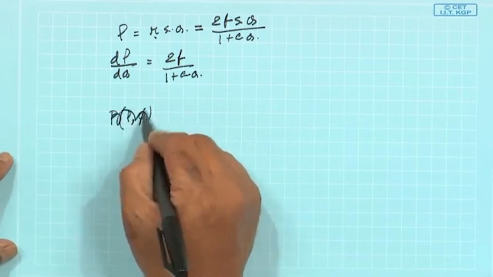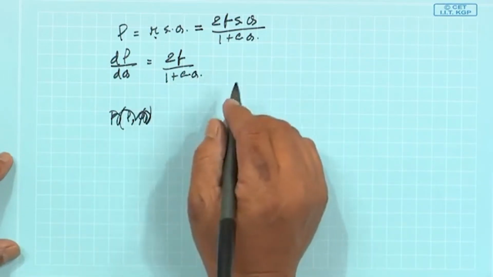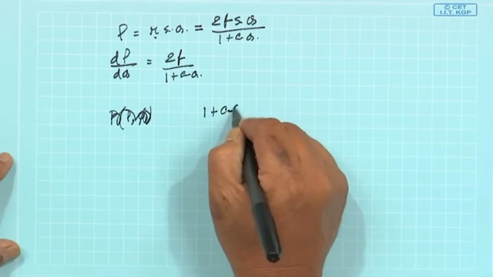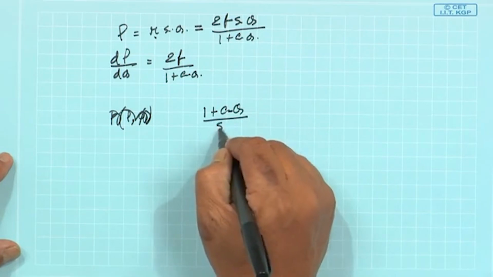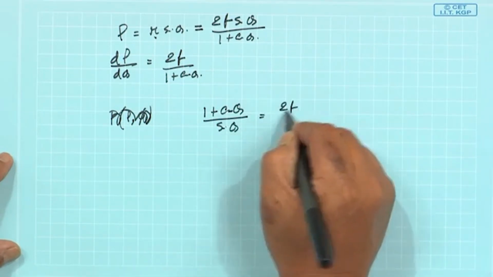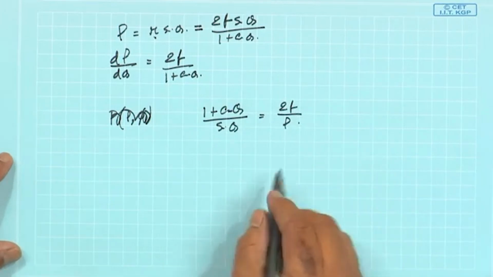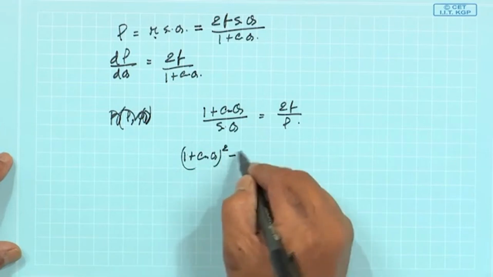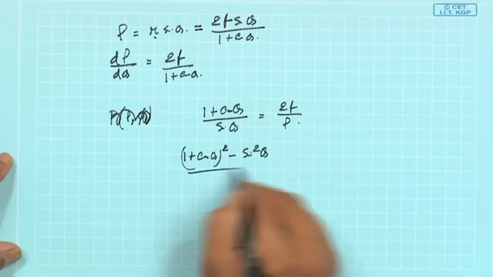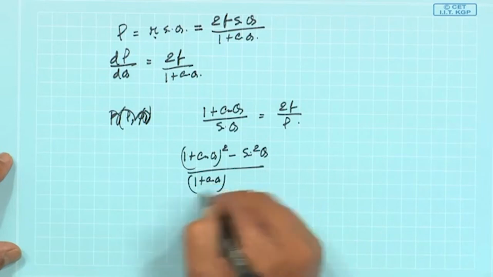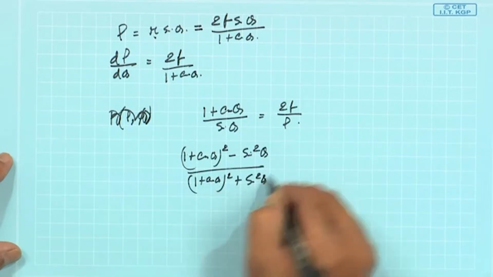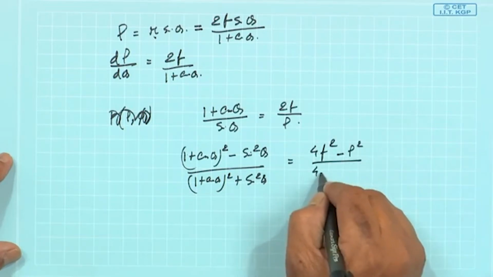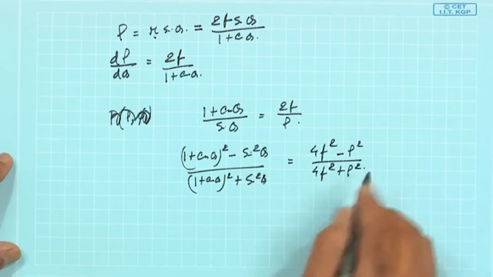Okay, you need to have something like 2f by 1 plus cos theta. Now some more algebraic manipulation. So I can say 1 plus cos theta by sin theta is 2f by rho. So you can write 1 plus cos theta whole square minus sin square theta by 1 plus cos theta whole square plus sin square theta will be 4f square minus rho square by 4f square plus rho square.